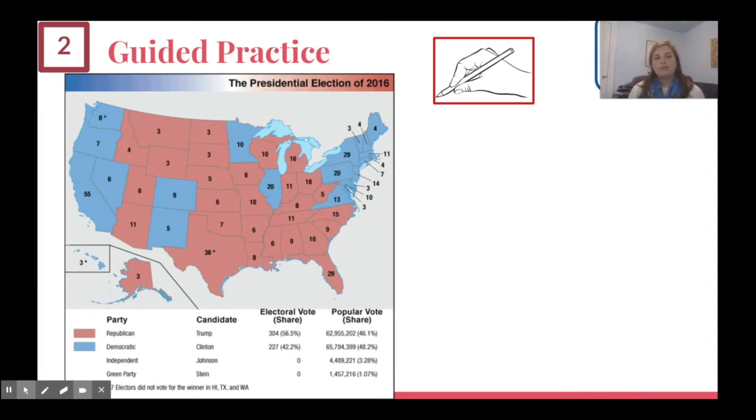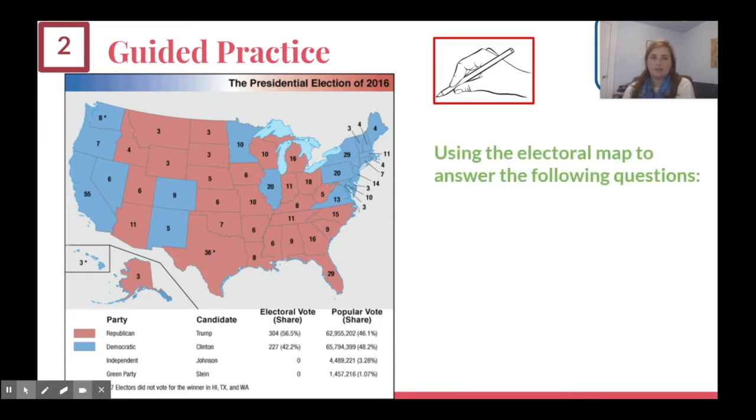So I have here for you the electoral map of the end results of the election. It also has at the bottom of it how many electoral votes each candidate got, as well as how many votes from individual voters, or what share of the popular vote each candidate received. I first want you to take a look at it on your own. Then you're going to answer these questions.